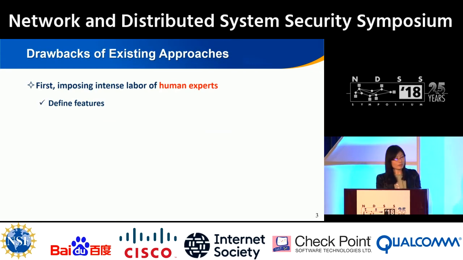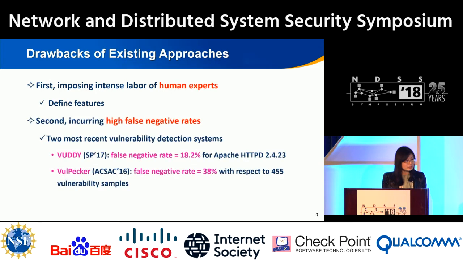And there are mainly two drawbacks of existing approaches. First, the existing solutions usually rely on human experts to define features. Even for experts, this is a tedious, subjective, and sometimes error-prone task. The second drawback is existing solutions often miss some vulnerabilities. For example, VulDeePecker and VulDeePecker are two most recent vulnerability detection systems. They incur high false negative rates.